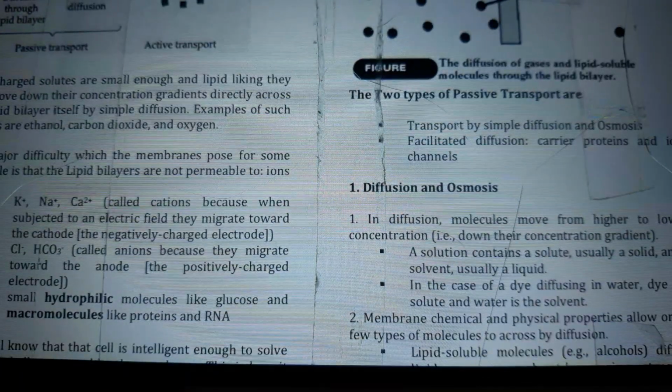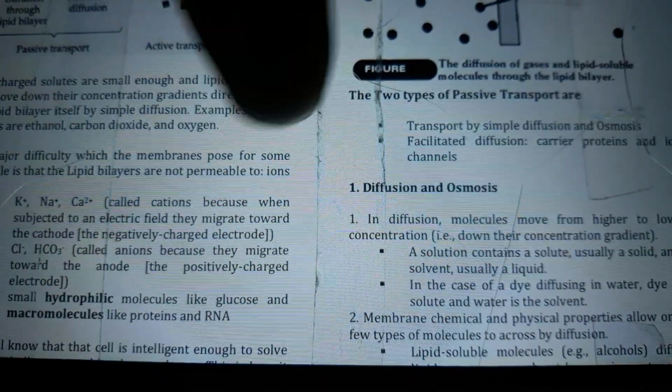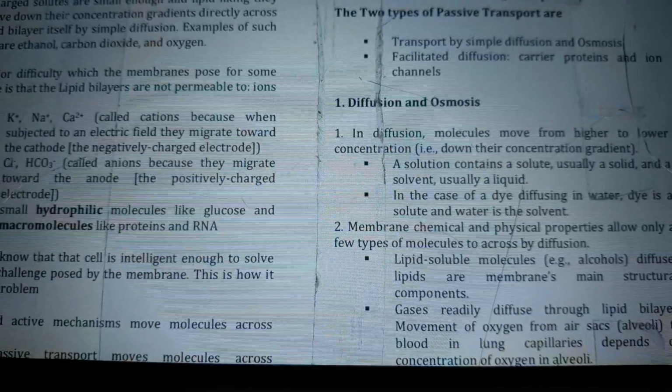If uncharged solutes are small enough and lipid-liking, they can move down their concentration gradients directly across the lipid bilayer itself by simple diffusion. Examples of such solutes are ethanol, carbon dioxide, and oxygen.